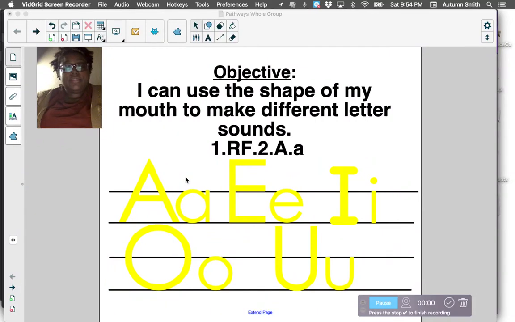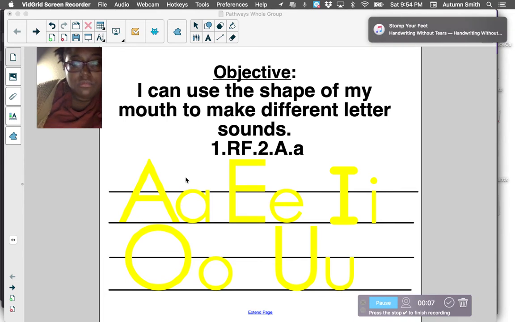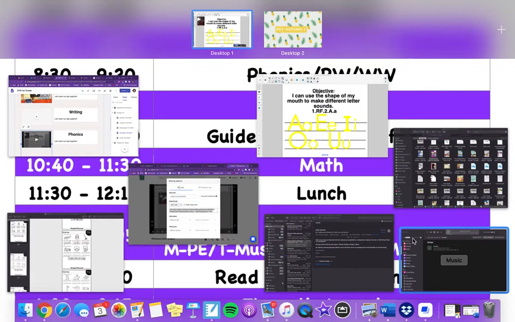So first graders, it's time for pathways. Let's start off with looking at our vowels. Boys and girls, that's not the vowel song.